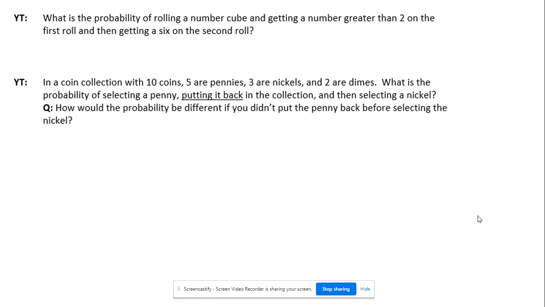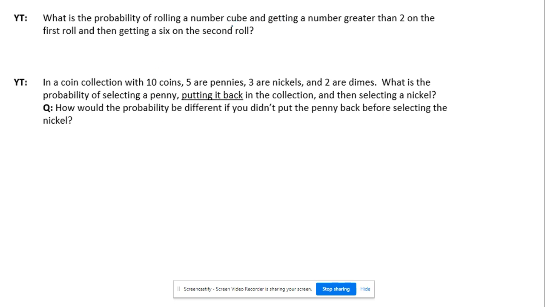Okay, what I want you to try to do is answer these two questions. The probability of rolling a number cube and getting a number greater than 2 on the first roll, and then getting a 6 on the second roll. So this is an and then. In a coin collection, 10 coins, 5 are pennies, 3 nickels, 2 dimes. What is the probability of selecting a penny, putting it back, and then selecting a nickel? I want you to answer those questions and put your answers in the box for me.